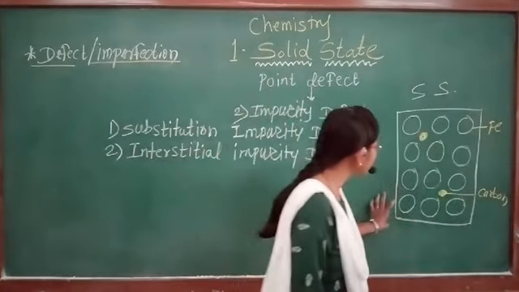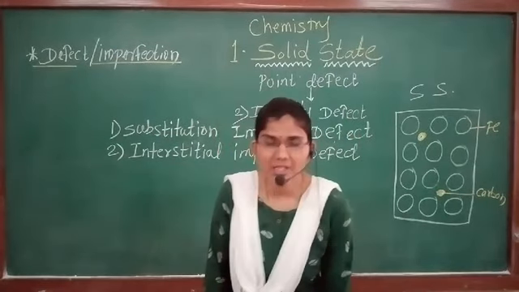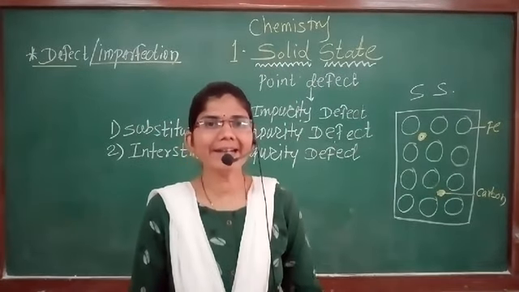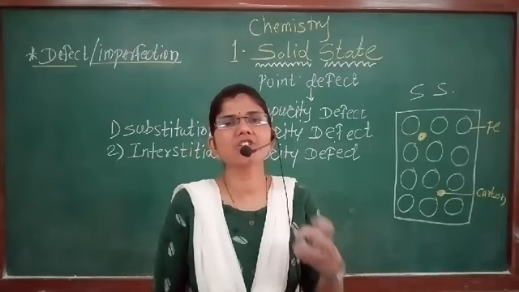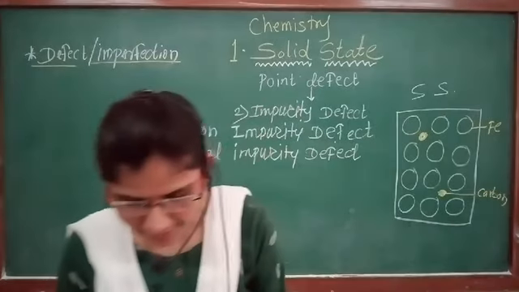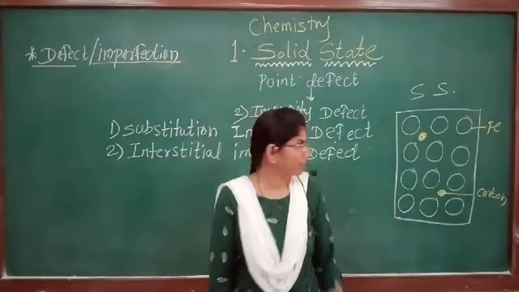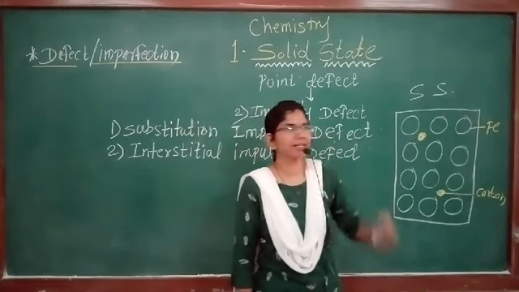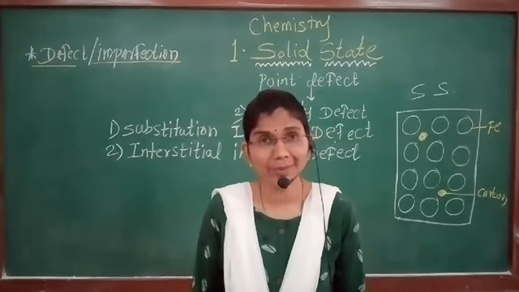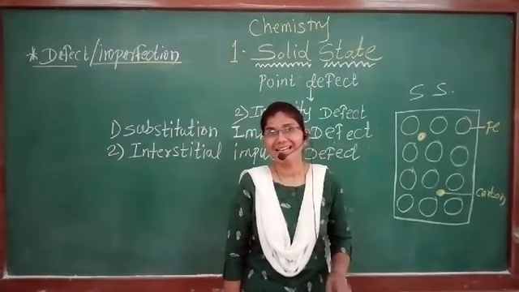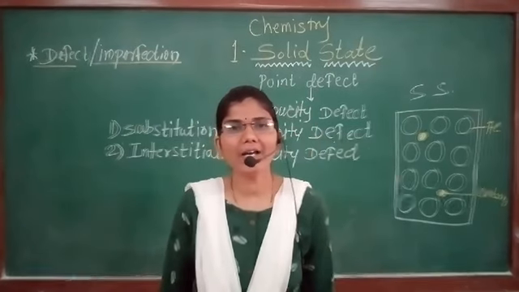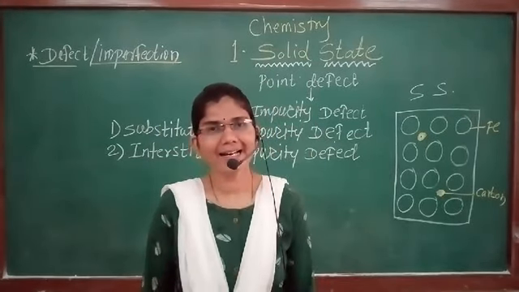This is the regular crystal structure, and the interstitial impurity defect arises when an atom occupies an interstitial site of the regular crystal structure. The interstitial defect means impurity atoms occupy the interstitial site in that crystal structure. For example, SS. What is meant by SS? SS means stainless steel. Stainless steel is an alloy of Fe, Cu, Ni and Cr.